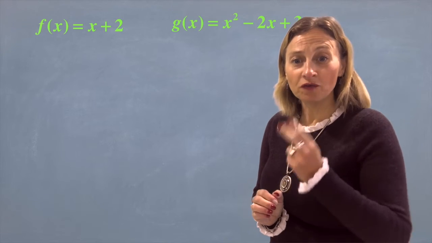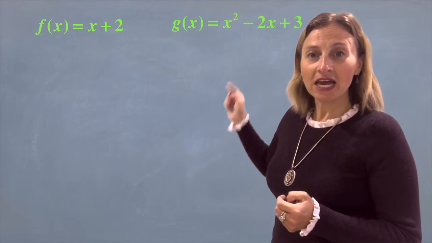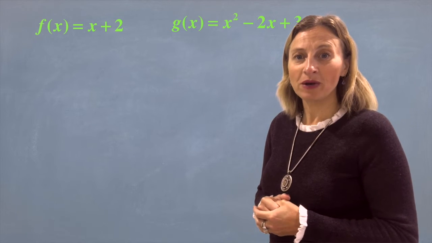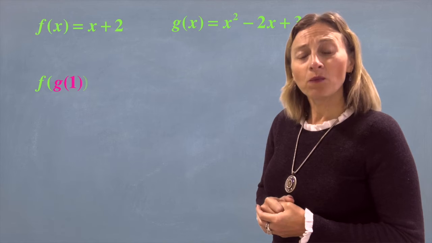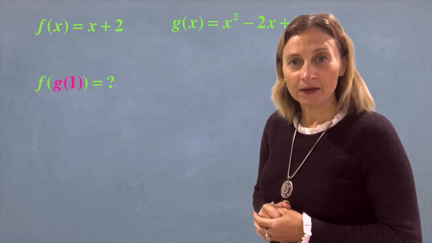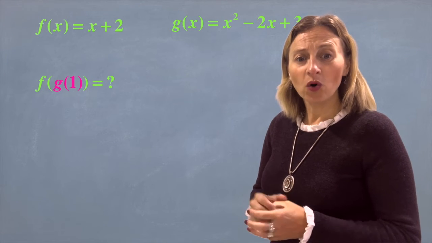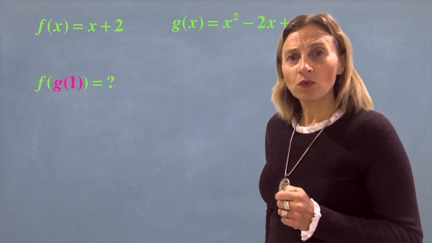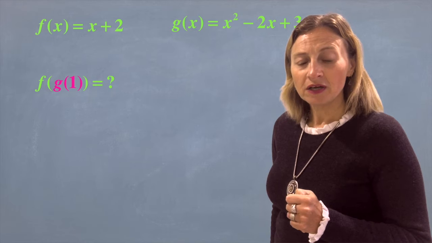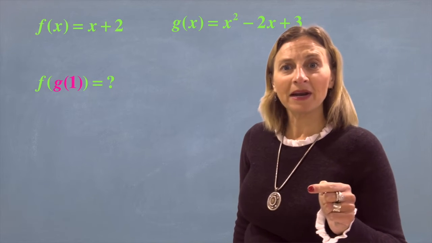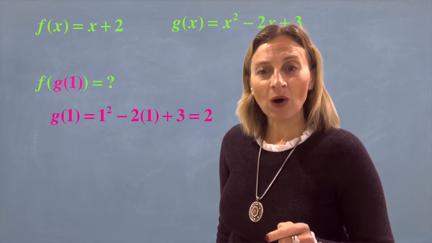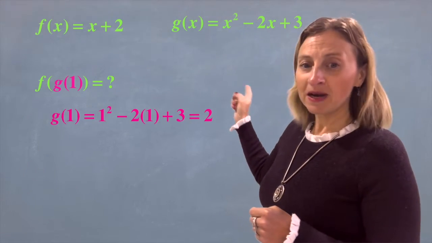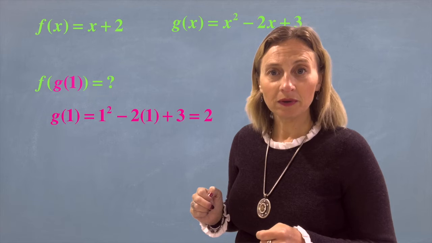Let's say we have two functions, f of x equals x plus 2 and g of x equals x squared minus 2x plus 3. And we want to find f of g of 1. I think of this a little bit like brackets. Always start from the inside and do them separately. So we're going to work out what g of 1 is first. Now remember, wherever there's an x, you're going to replace it with a 1. So g of 1 equals 1 squared minus 2 lots of 1 plus 3, which is 2.